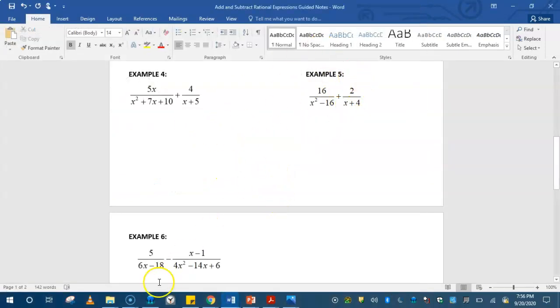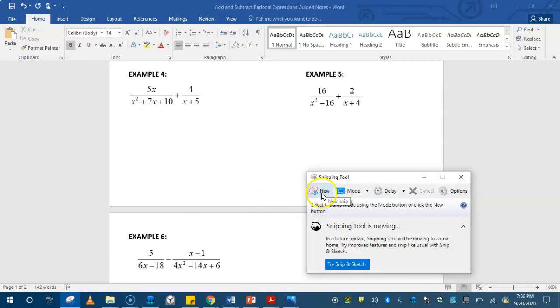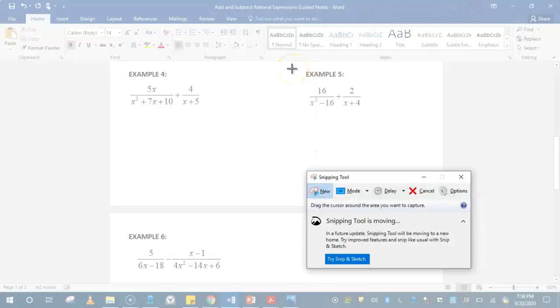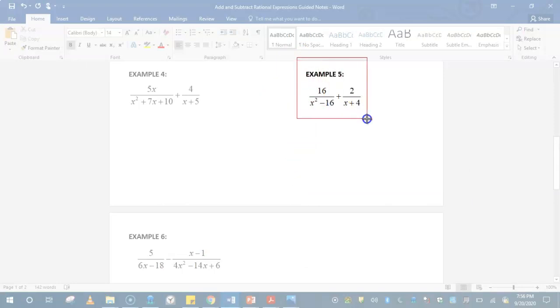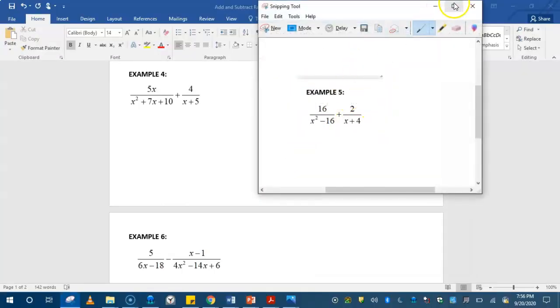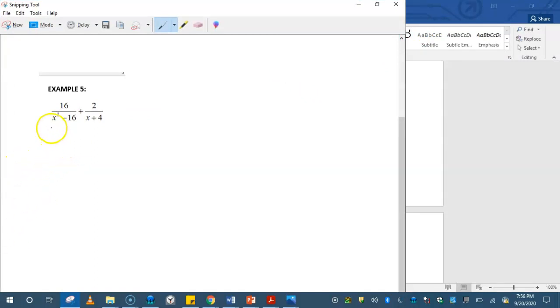Our next example, again, we're kicking it up a notch. 16 over x squared minus 16, added to 2 over x plus 4. All right, guys. First step, we're going to look at the denominators and factor them. Ooh, this is that difference of squares factoring. So I'm factoring this denominator as x plus 4 times x minus 4. And the other denominator is already factored as x plus 4.